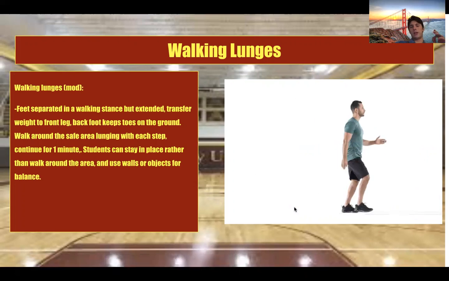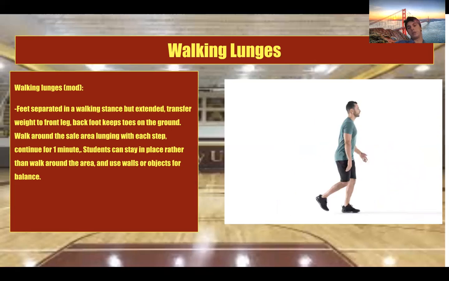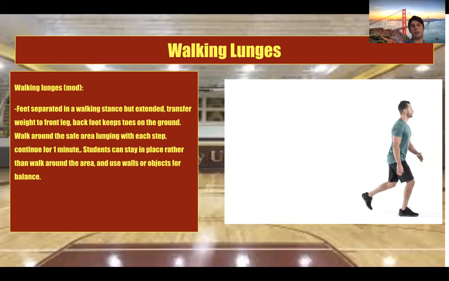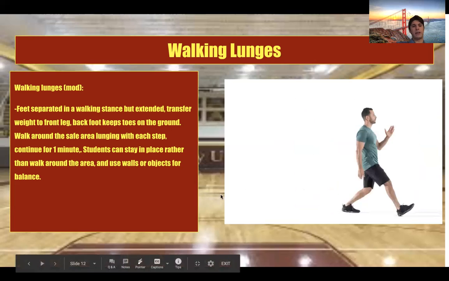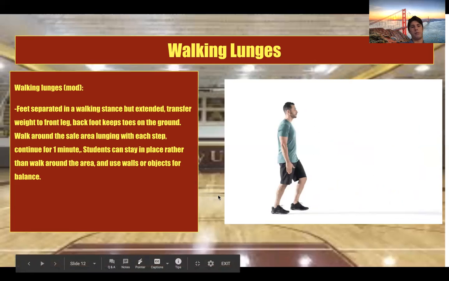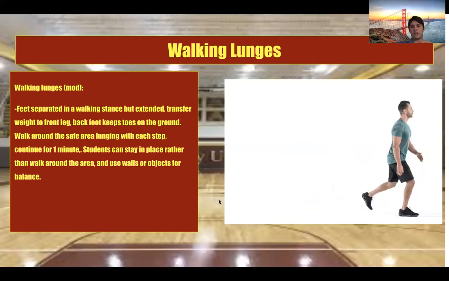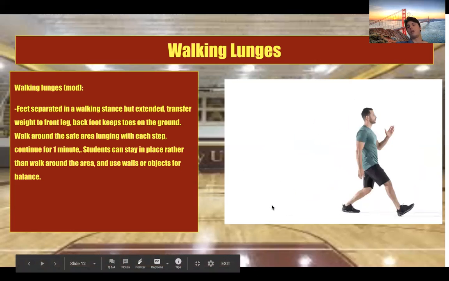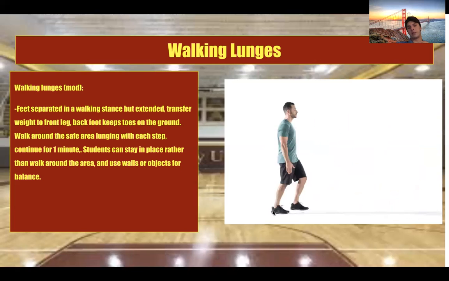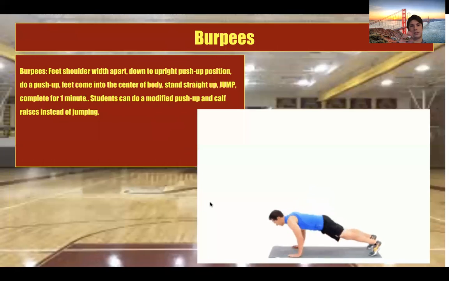So you're going to be lunging forward, and then the trailing leg is going to be going towards the ground. You don't want your knee touching the ground. You want it like an inch off the ground. And for the modification, students can stay in place rather than walking around in the area. So you can just do a walking lunge, imagine yourself taking that step and then coming back up and then alternating to your left leg. So you're going to be switching legs every time you do a walking lunge.